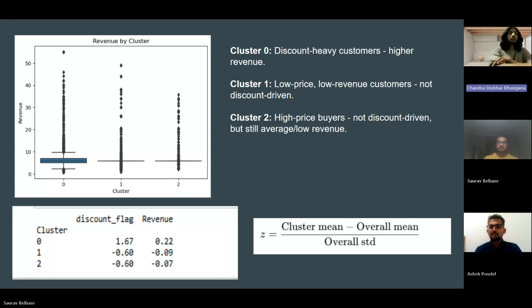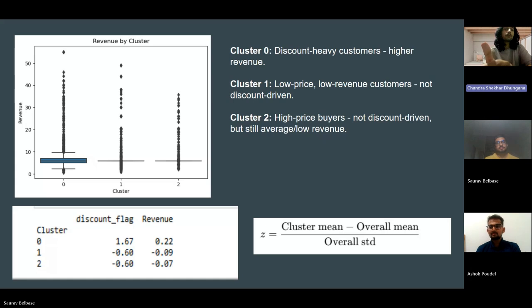And we can figure this out with the numerical values that we've seen in the bottom left of the slide. Cluster 0 has high discount flags, and that's the value of Z, and the way we calculated it is on the right side of the same picture. The formula is cluster mean minus overall mean. So that's the reason why the value might go negative as well.